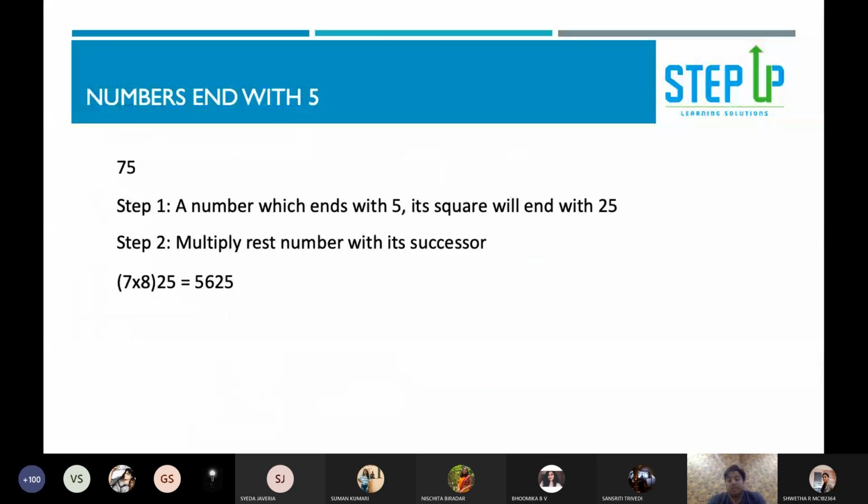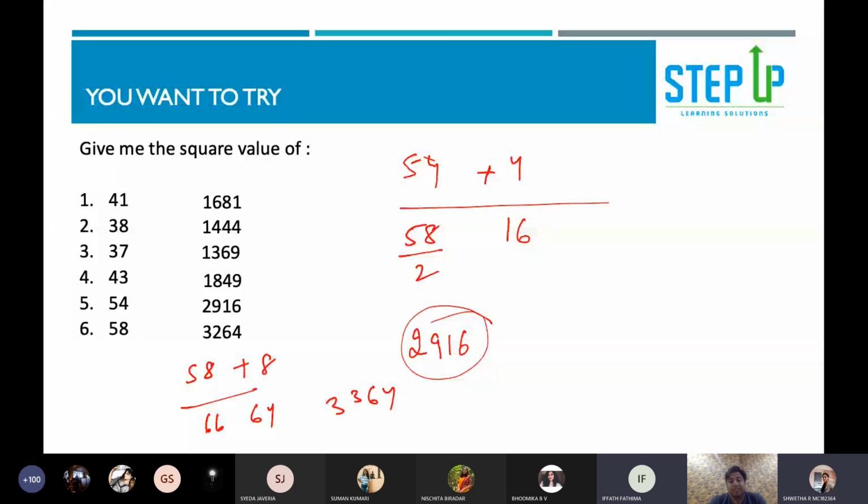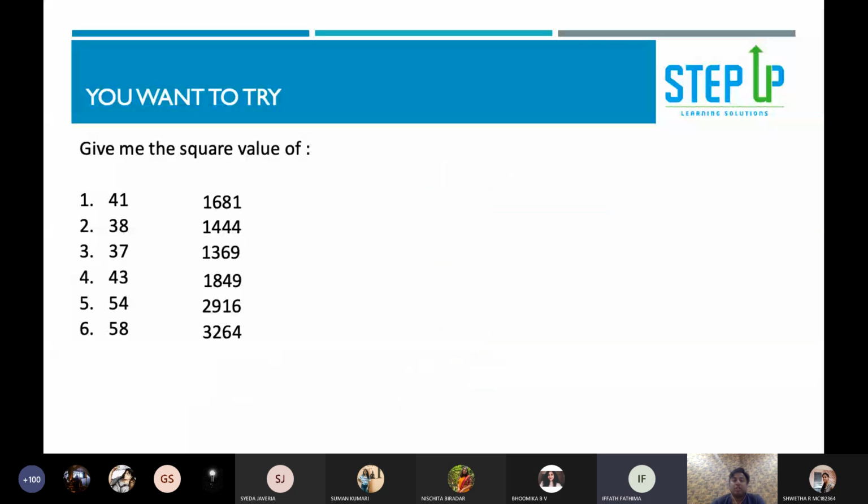Sir, can you explain the third one? 37, you're saying? Yes, sir. Okay, so here we are talking about 37, which is less than 50 by 13. 37 minus 13 is how much? 24. 13 squared is 169, right?